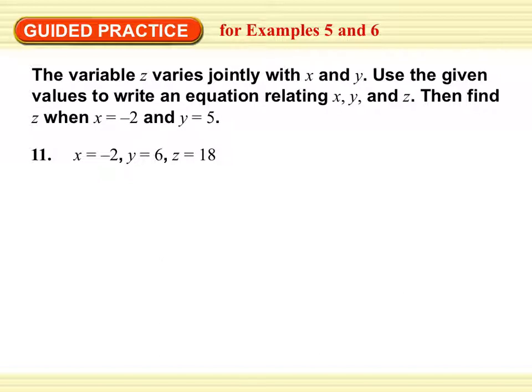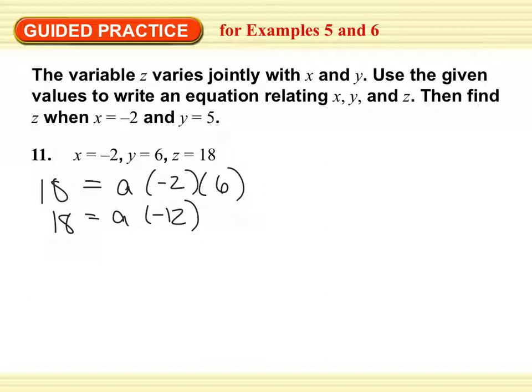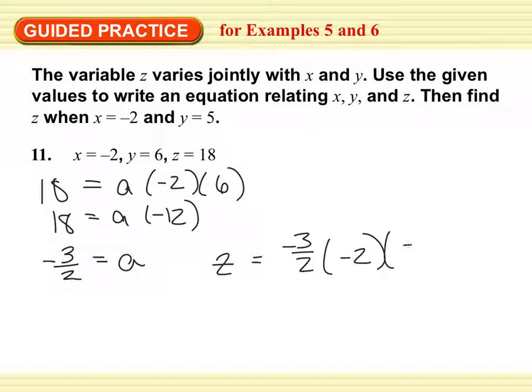Same problem. So I have Z equals A times X times Y. That is a -12. This gives me A equals -3/2, which is -1.5. Now we want to find Z. X is -2, Y is 5. So that right there is -1. That's positive. Z equals 15.